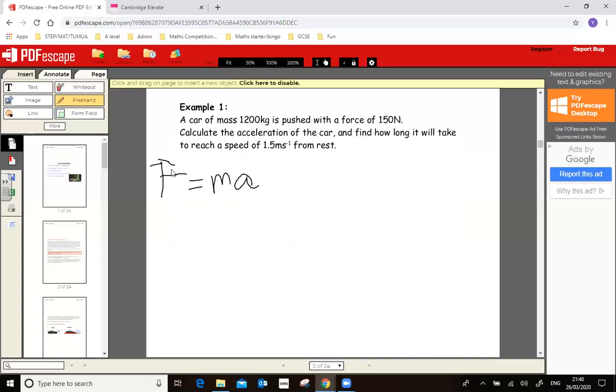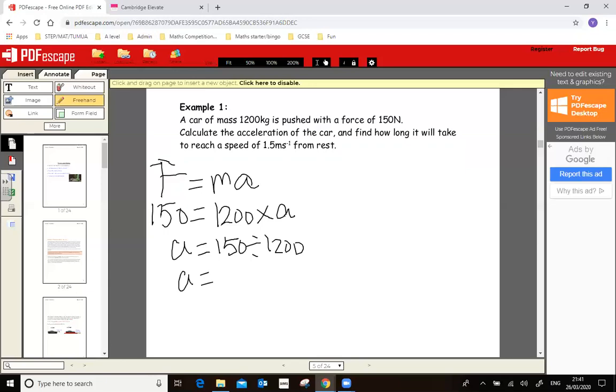Okay, so what is the force? The force is 150 Newton. And what is the mass of the car? That's 1,200 kilogram. So that means 150 equals 1,200 times acceleration A. So to work out the acceleration, we just need to use 150 divided by 1,200. And the acceleration A will come out to be 0.125 meter per second squared.